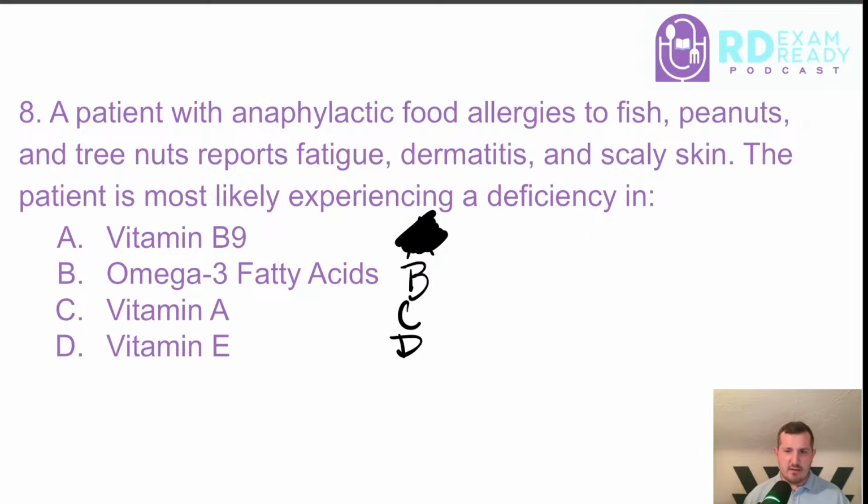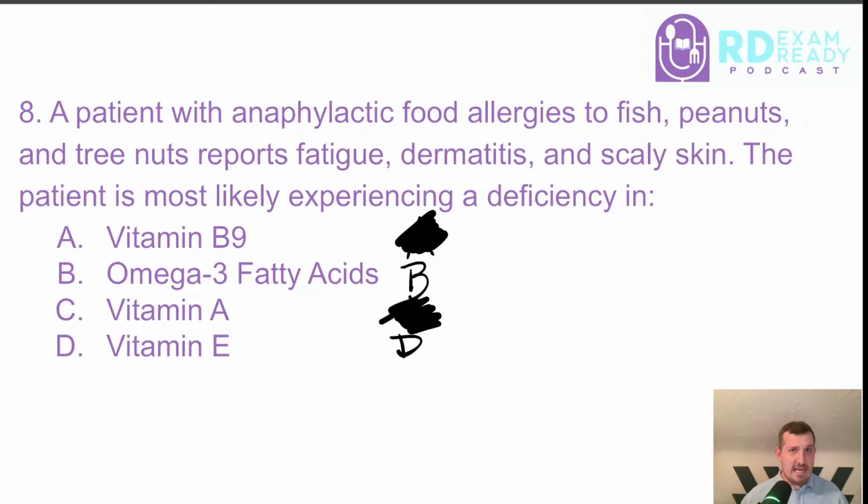The scaly skin could fit into this here, so I'm going to hold on to that for right now. Vitamin A. Vitamin A, I always think of the eyes. That's what I always think of with vitamin A. It's good for our skin and hair and nails too, but really with the eyes, I think with vitamin A. So I'm going to think of more deficiencies focused on the eyes, and really here I don't see any. I would get rid of vitamin A in this case.